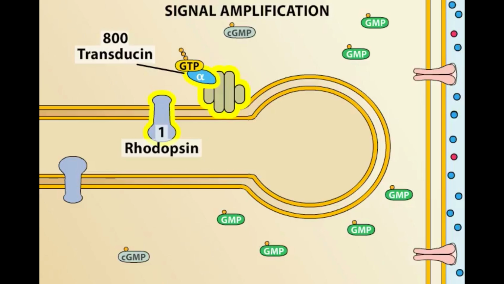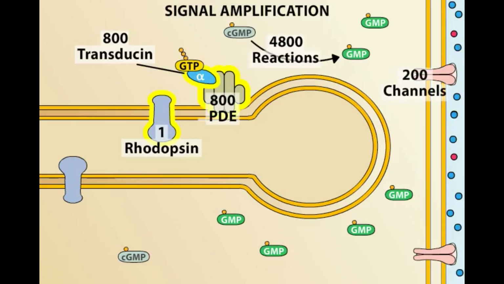Although each transducin activates only one phosphodiesterase molecule, each phosphodiesterase is capable of breaking down as many as 6 cyclic GMP molecules, resulting in the closure of approximately 200 ion channels. This number of channels represents 2% of the number of channels in each rod that are open in the dark, and their closure causes a net change in the membrane potential of about 1 millivolt.